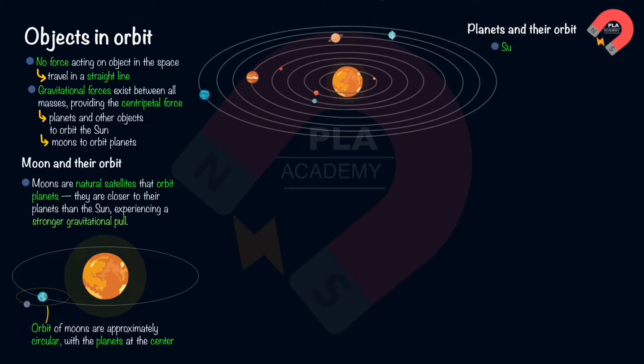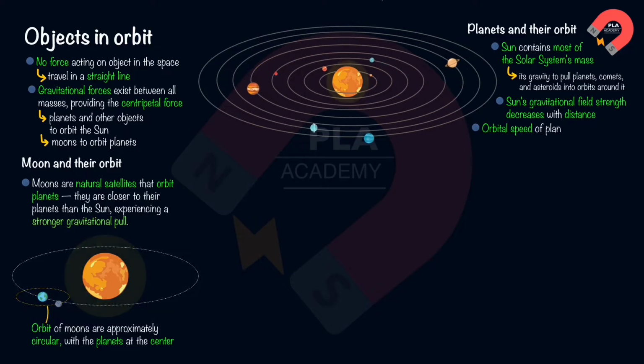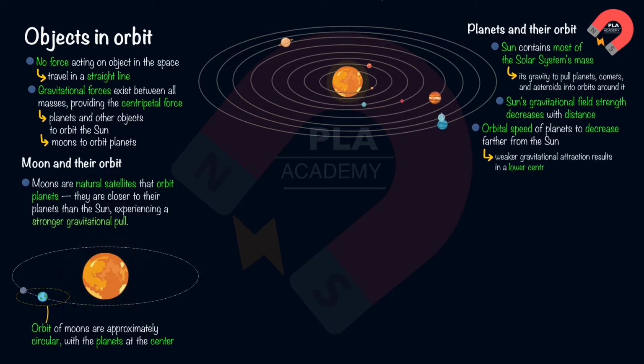Planets and their orbits. The Sun contains most of the solar system's mass, causing its gravity to pull planets, comets, and asteroids into orbits around it. The Sun's gravitational field strength decreases with distance from the Sun. This causes the orbital speed of planets to decrease farther from the Sun, because the weaker gravitational attraction results in a lower centripetal force, requiring less speed to maintain the orbit. This also leads to longer orbital duration.